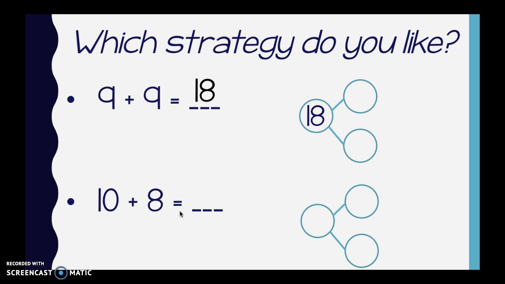I know that 18 is my whole amount, and then the 2 parts would be the 2 parts I added together, 9 and 9. On the bottom, I had 10 plus 8. I know about hidden 10s, so I'm going to go ahead and say that that's 18. I'm going to fill in my number bond, and then 2 parts are going to be the 2 numbers I added together, 10 and 8.